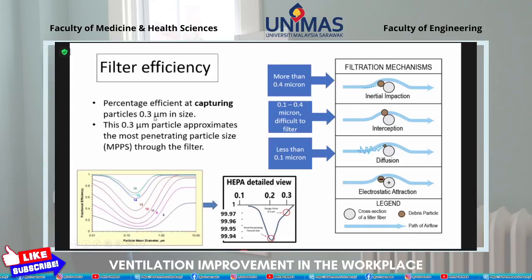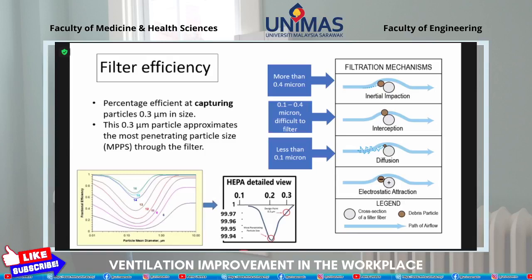Now, 0.3 is the size that is most difficult to filter out. Particles larger than 0.3, probably more than 0.4 micron, will be filtered out through inertial impaction, through an inertial method in the filter. This is a filtration mechanism. And those less than 0.1 micron actually diffuse inside the filter, and they will be attracted by the electrostatic charge of the filter. So those less than 0.1 micron and more than 0.4 micron are easier to filter out. However, those in between are the most difficult because they have to be intercepted within the mesh network of the filter system.